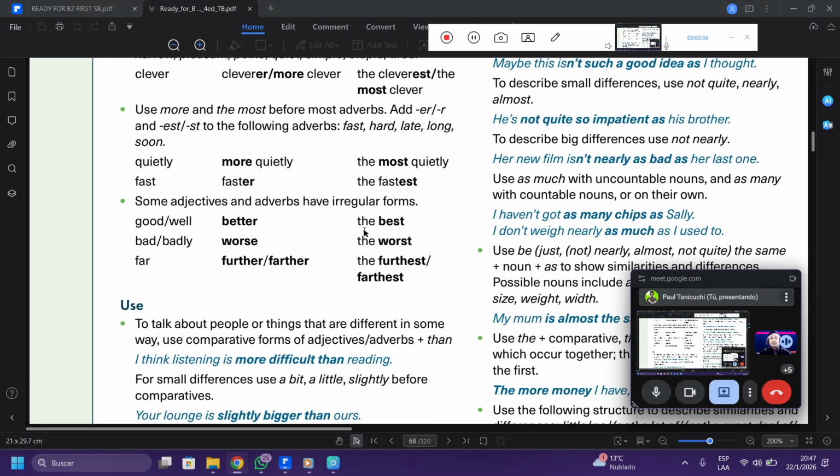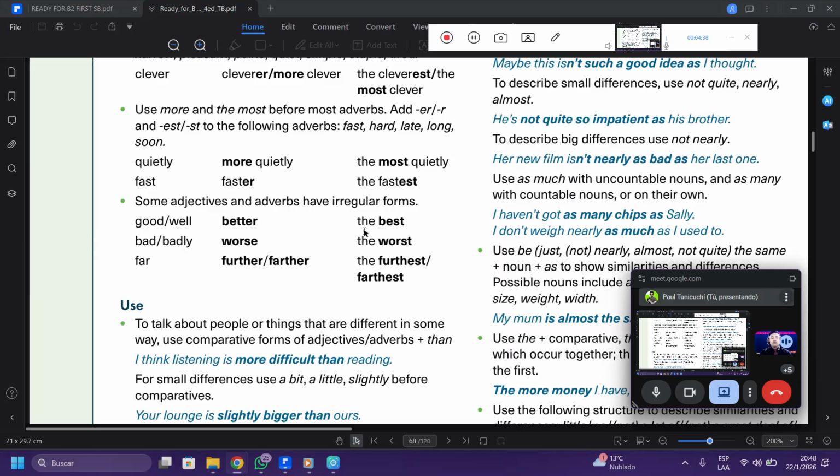Okay. Next. Please help me out reading the next part. Camila, please, you go. Use more and the most before adverbs ending in ly. Add er and est to the following adverbs: fast, hard, late, long, soon. Quickly, more quickly, the most quickly. Quietly, more quietly, the most quietly. Fast, faster, and the fastest.